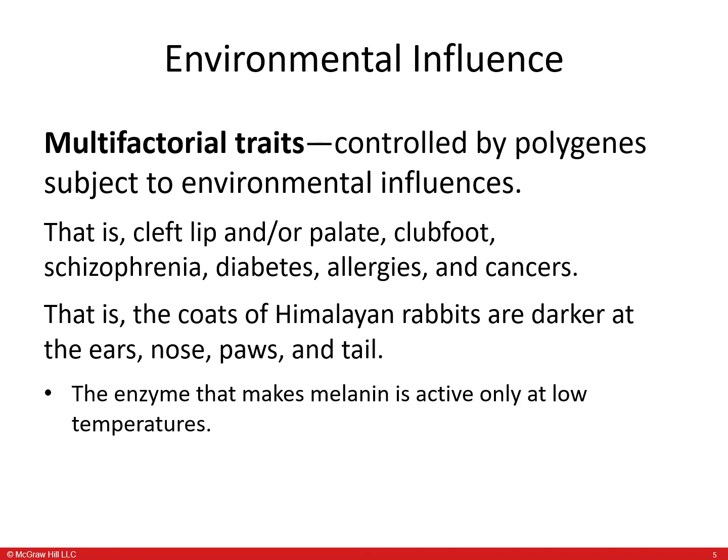Multifactorial traits are controlled by polygenes that are subject to environmental influences. Some examples are cleft lip, cleft foot, schizophrenia, diabetes, allergies, and cancer. For example, the coats of Himalayan rabbits are darker at the ears, nose, paws, and tail. The enzyme that makes melanin is active only at low temperatures.